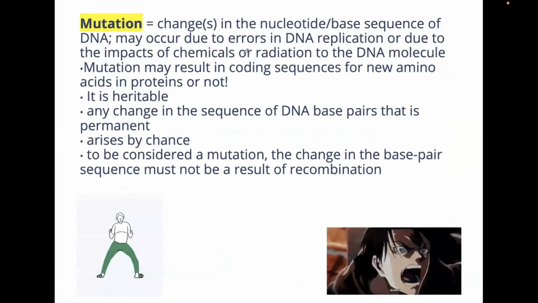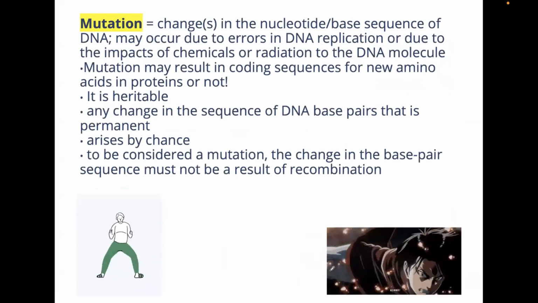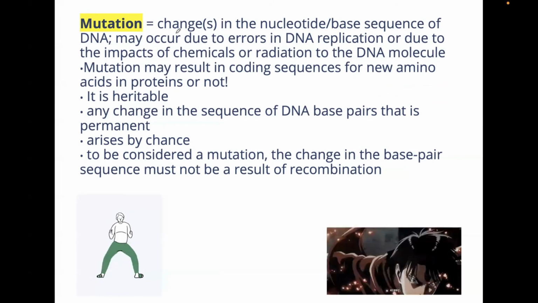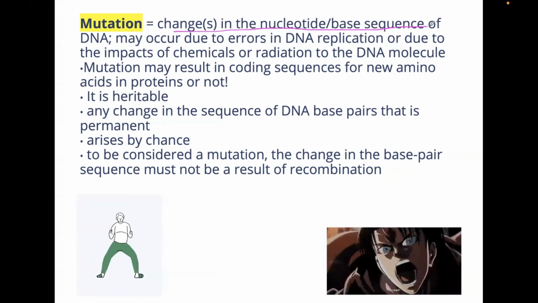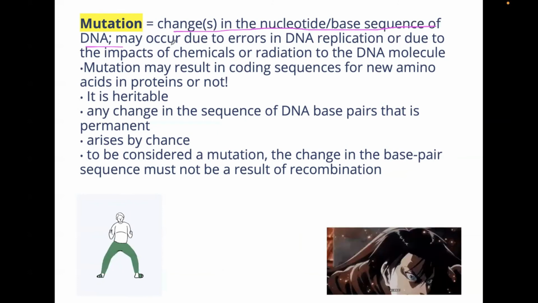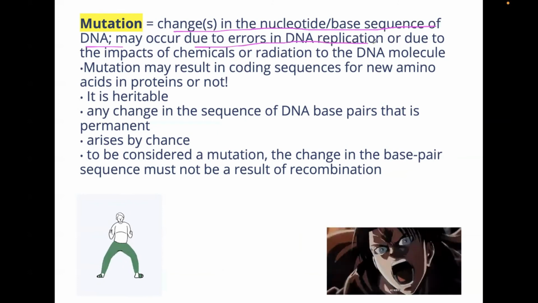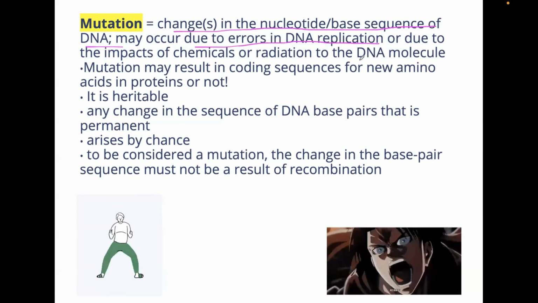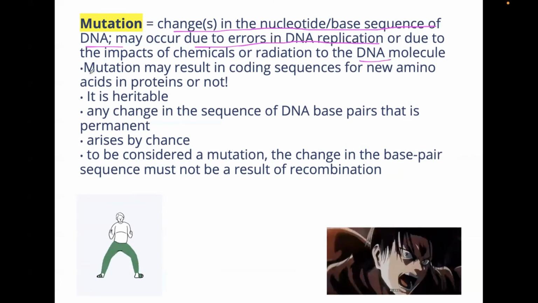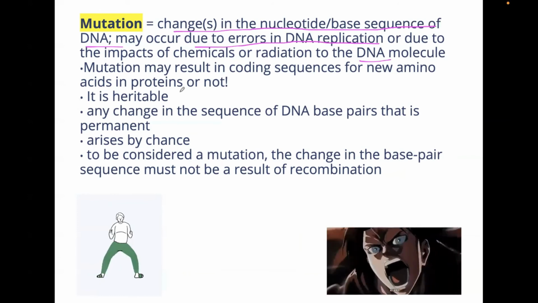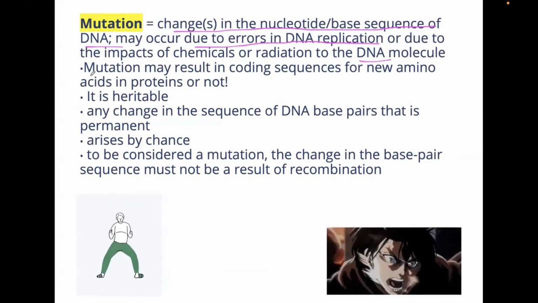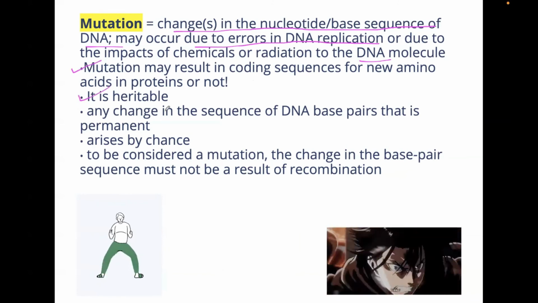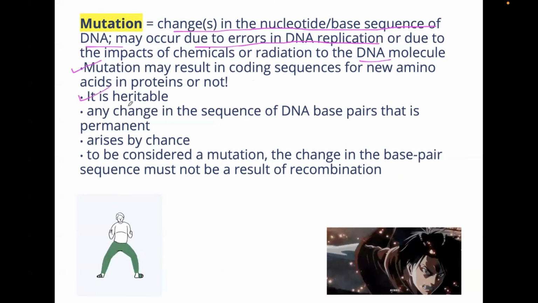So mutations, it is the changes in the nucleotide or base sequence of your DNA. Again, changes in the nucleotide base sequence of the DNA. It may occur due to the errors in DNA replication or due to the impacts of chemicals or radiation to the DNA molecule. And the mutation may result in coding sequence for new amino acid in proteins or not. It is heritable. Any change in the sequence of DNA base pairs that is permanent.